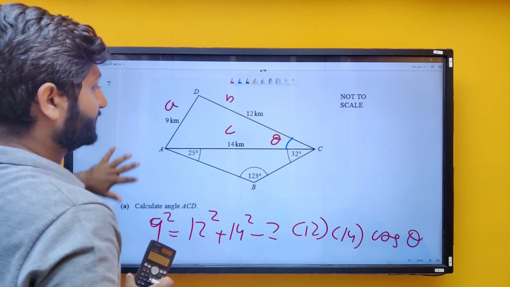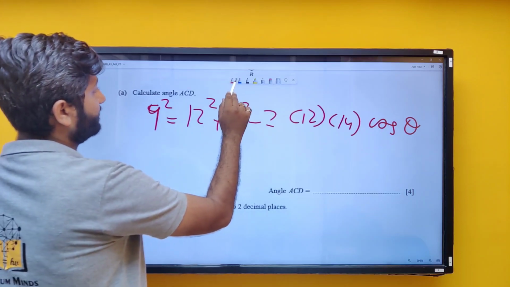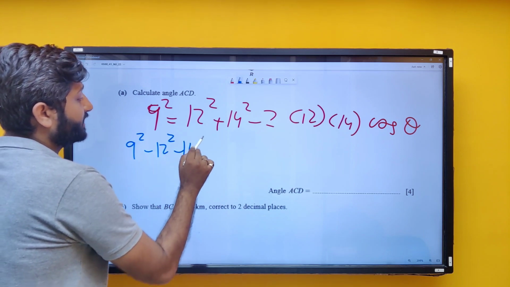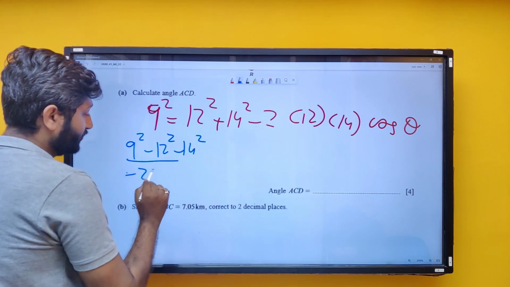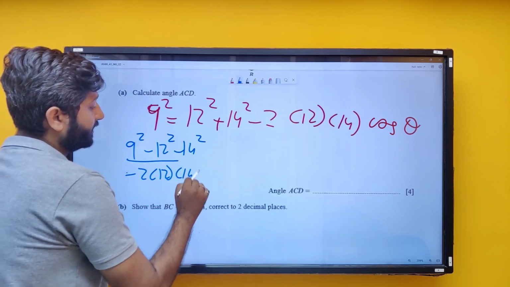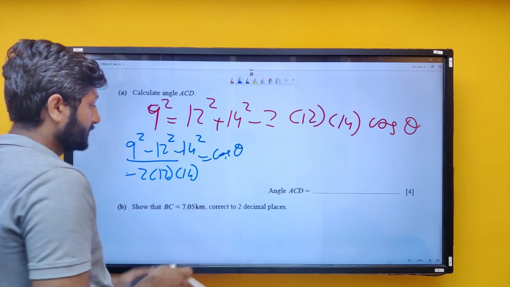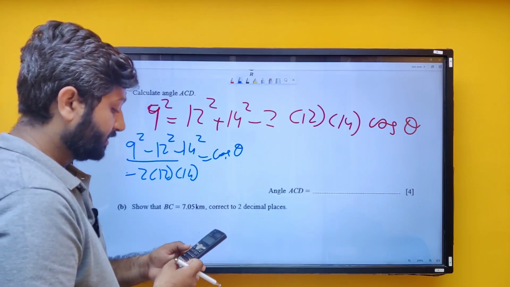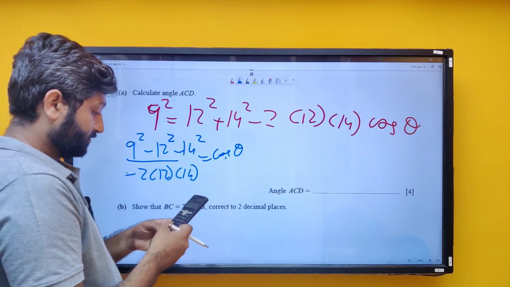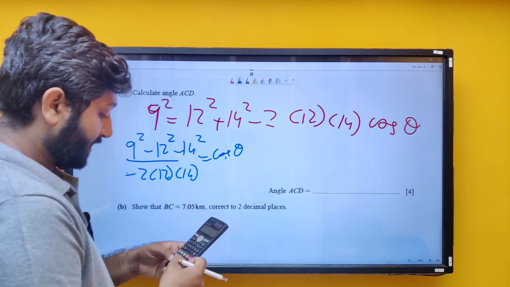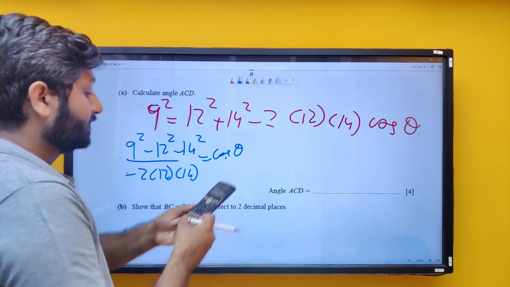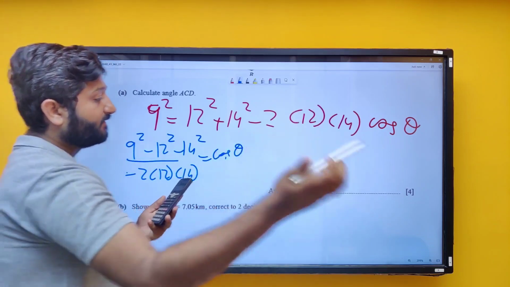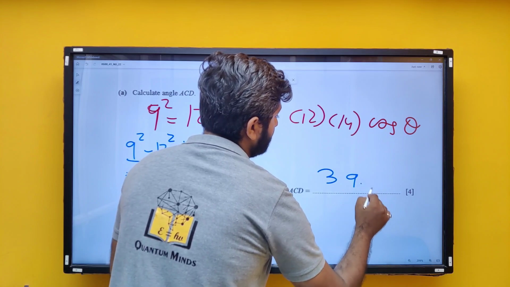Right, so let us find this out. I have 9 square minus 12 square minus 14 square divided by minus 2 into 12 into 14 equals cos theta. So this is 0.7708, and cos inverse of the answer is 39.57. I'll write it as 39.6 degrees.